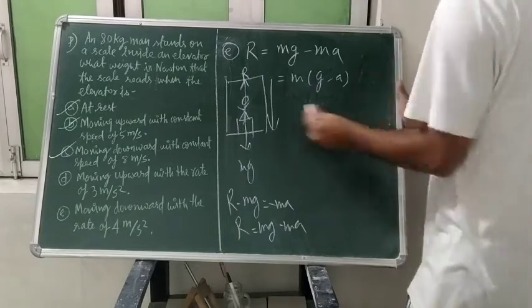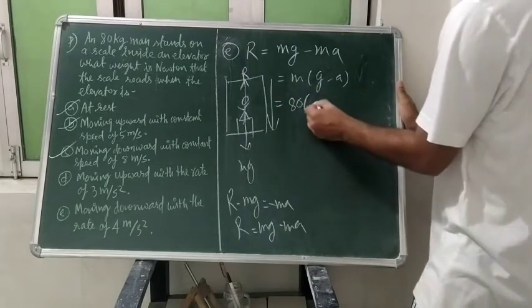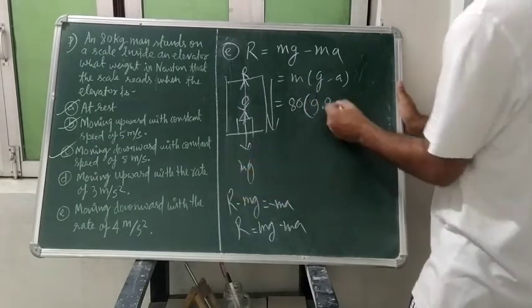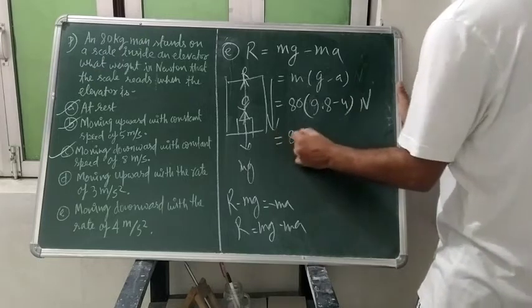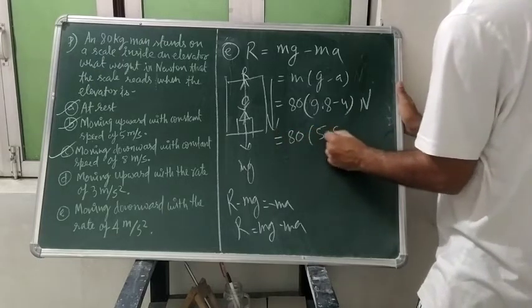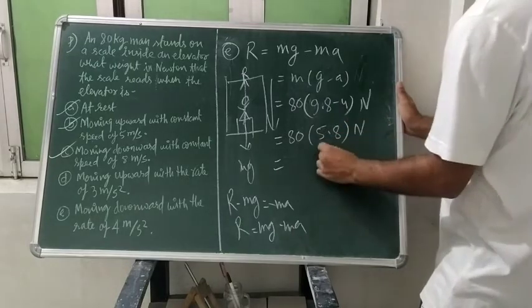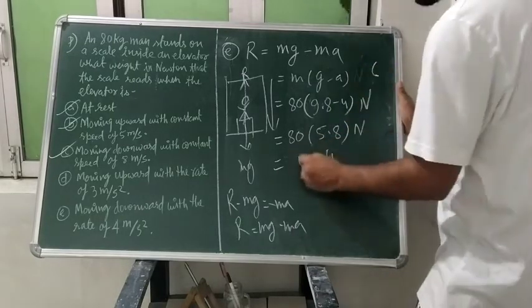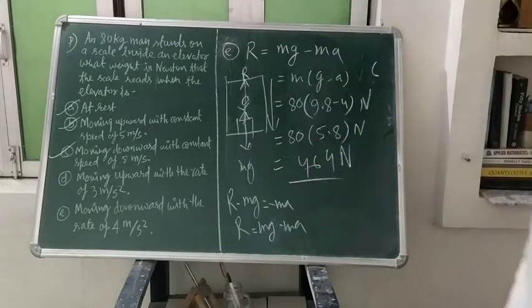So this m you are writing 80 here, g is 9.8, acceleration is your 4. Okay, this much of Newton you will get. So 80 times 5.8 Newton. 8 times 4 is 32, 8 times 8 is 64, 6 is 46. Okay, this much of Newton you will get in that downward situation. Okay, so these were the conditions we have seen.